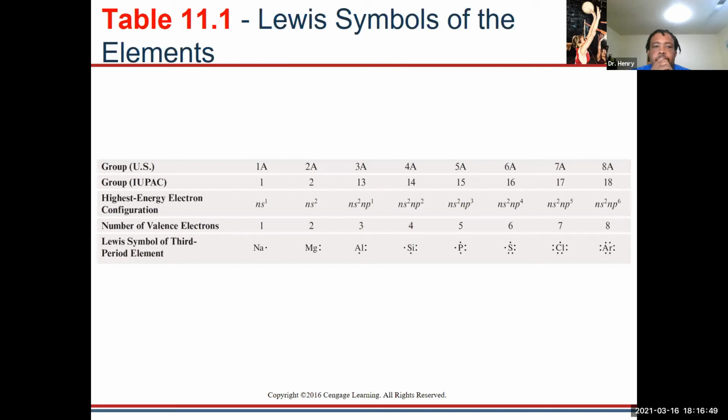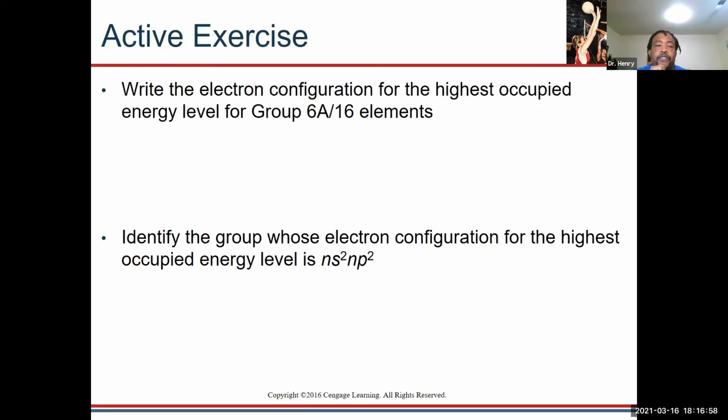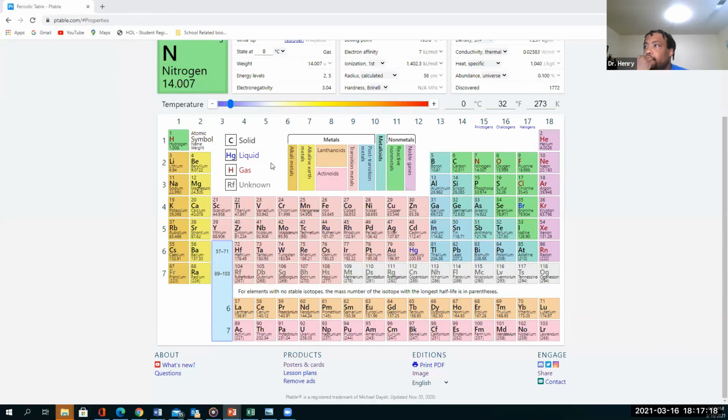Okay, so let's see how good you guys are at figuring things out. Here's a question that you might see on one of the practice tests, or on the test. It says, write the electron configuration for the highest occupied level for group 6A, or 16. So where's group 6A, or group 16?